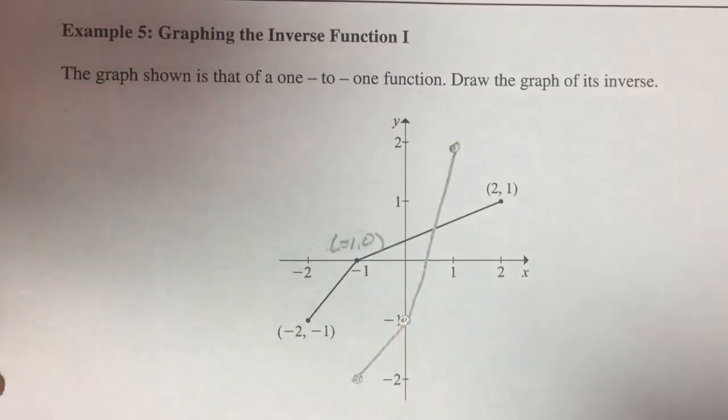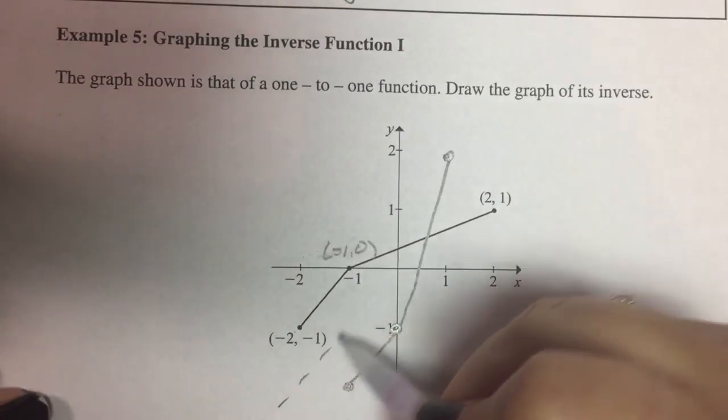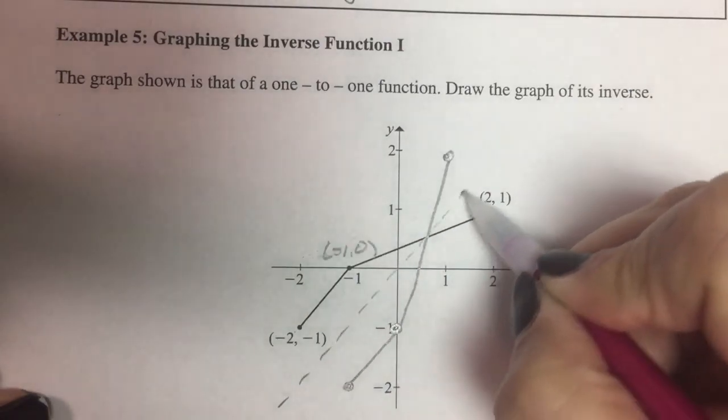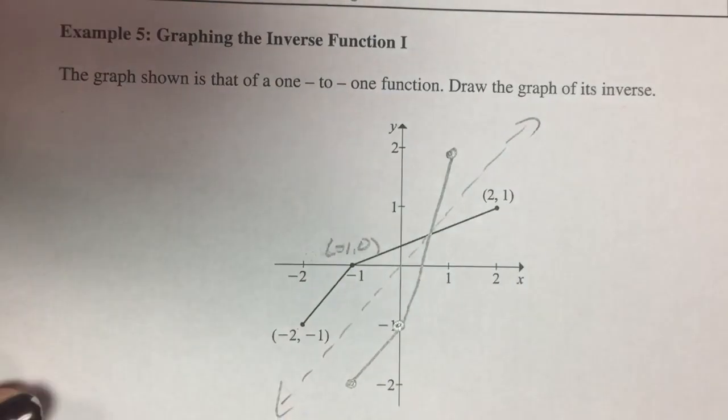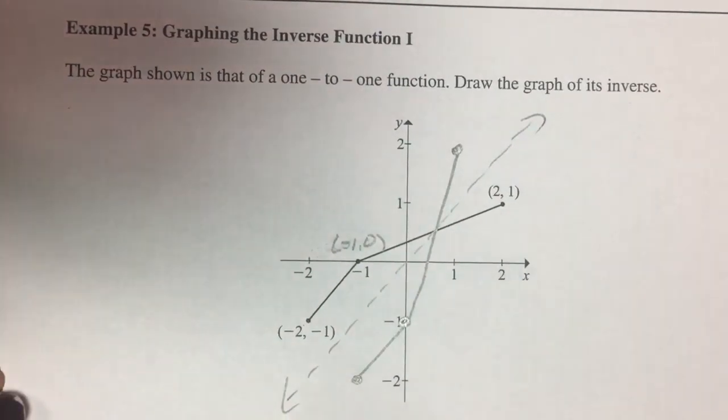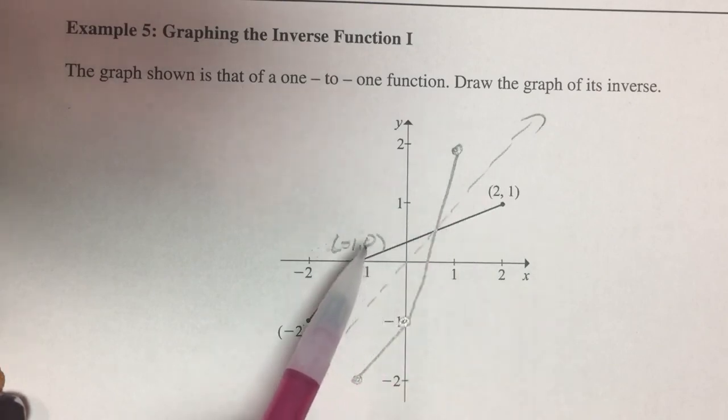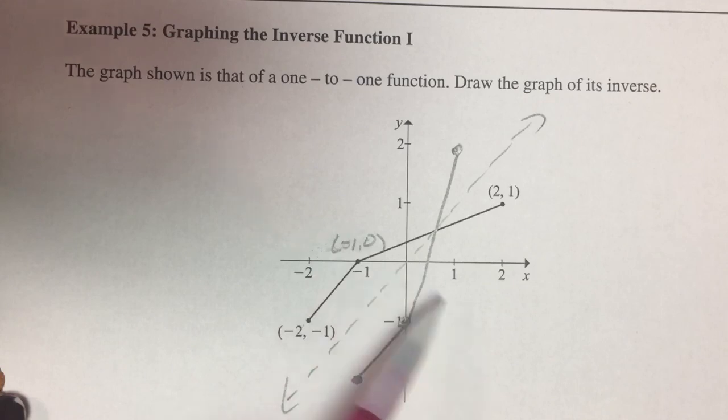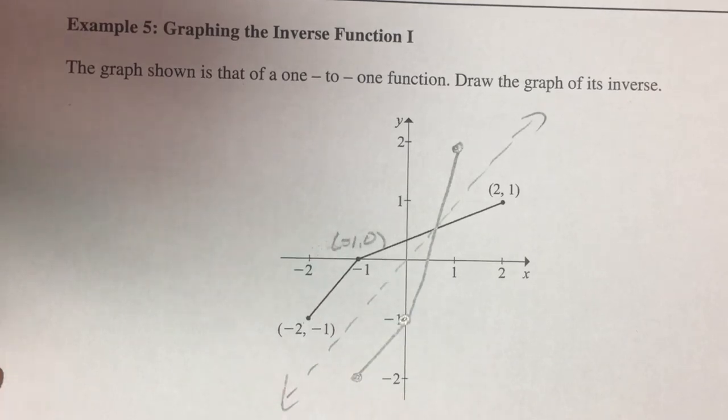Now, to show they're inverses, look, if I were to graph the line y equals x, that's again the line that bisects the first and the third quadrant. Notice the symmetry. It's like a mirror. The two graphs look exactly the same on the top as they do on the bottom. And that will always be true if you're talking about two inverses.